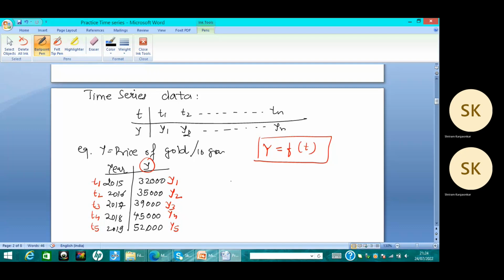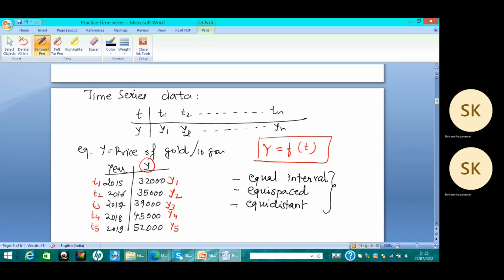Now, what are the things you have to take care of in a time series? First of all, equal interval. The space or duration between two time points must be the same. You can say time series data are equispaced, or you can also use the word equidistant. The meaning of all these three words is the same: it is a chronological arrangement of data.